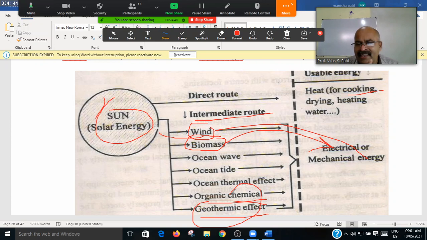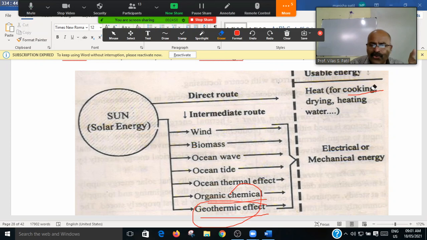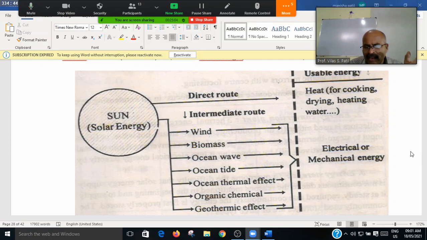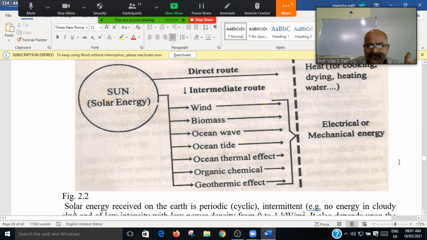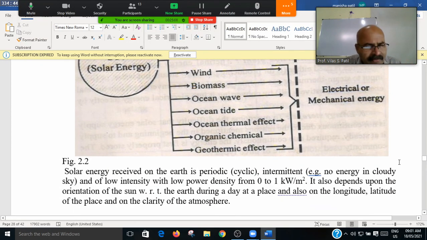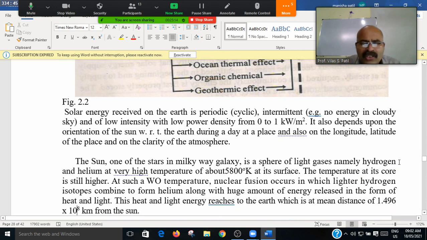In such a way, solar energy can be used as electrical energy by different intermediate routes, and those routes can be seen here, using this diagram or this flow chart, which explains the intermediate routes of the sun.